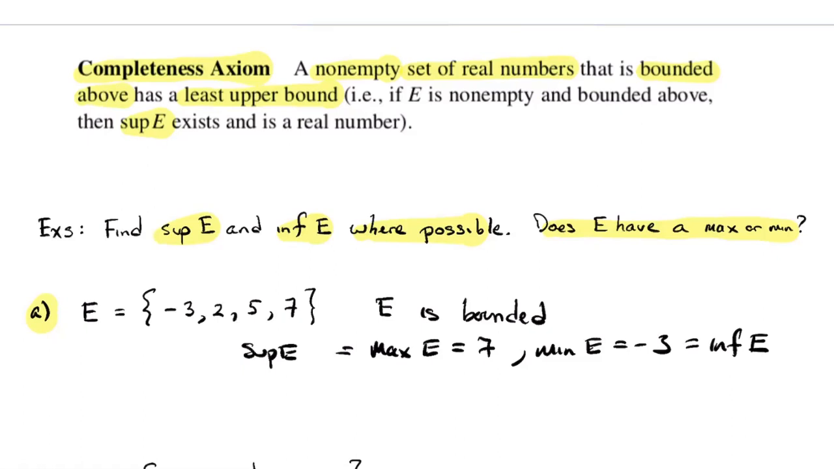I'm going to ask you to think about this on your own and in the exercises, but similar statements could be made about any finite set of real numbers. Every finite set of real numbers is bounded. It contains a minimum and maximum element, and those would be the supremum and the infimum of the set. Any non-empty finite set of the real numbers, so not just this one.